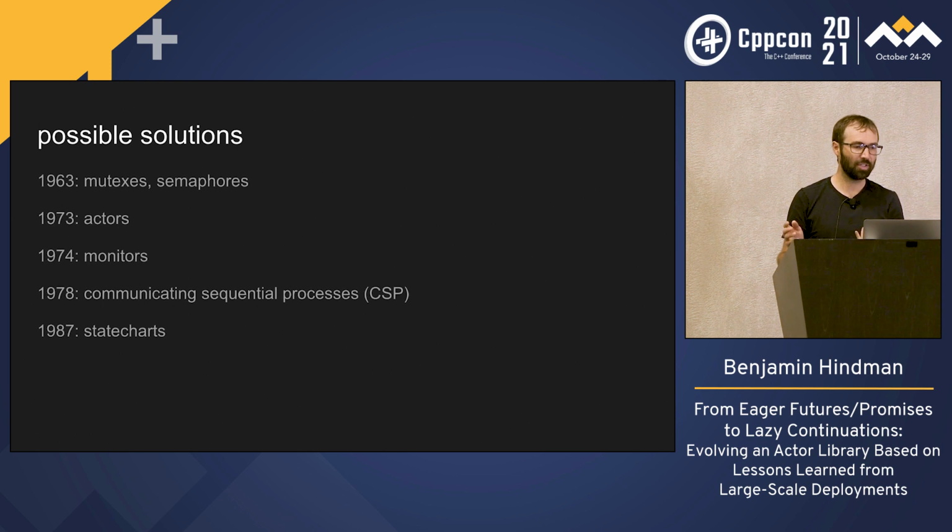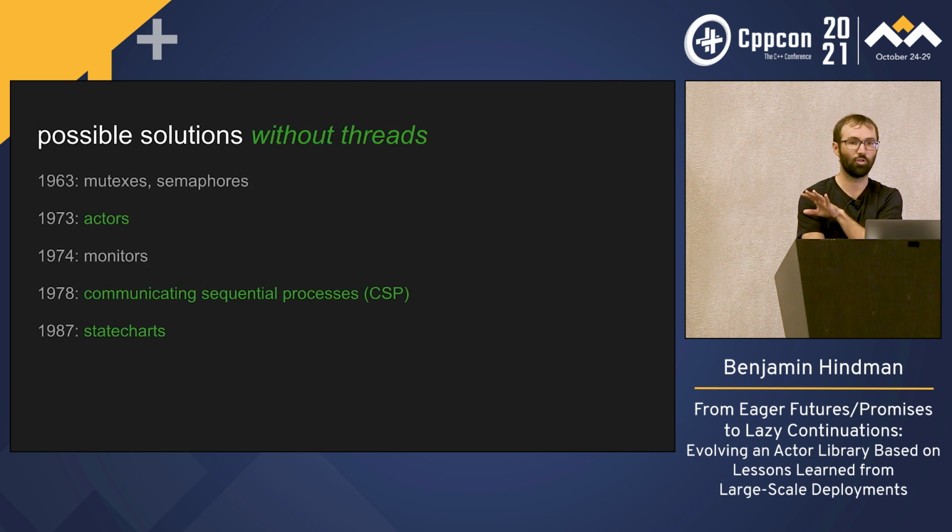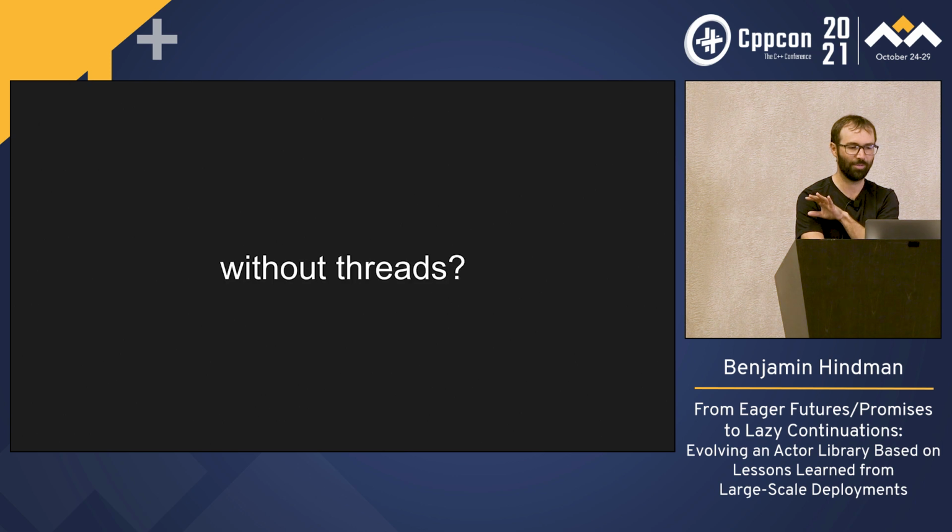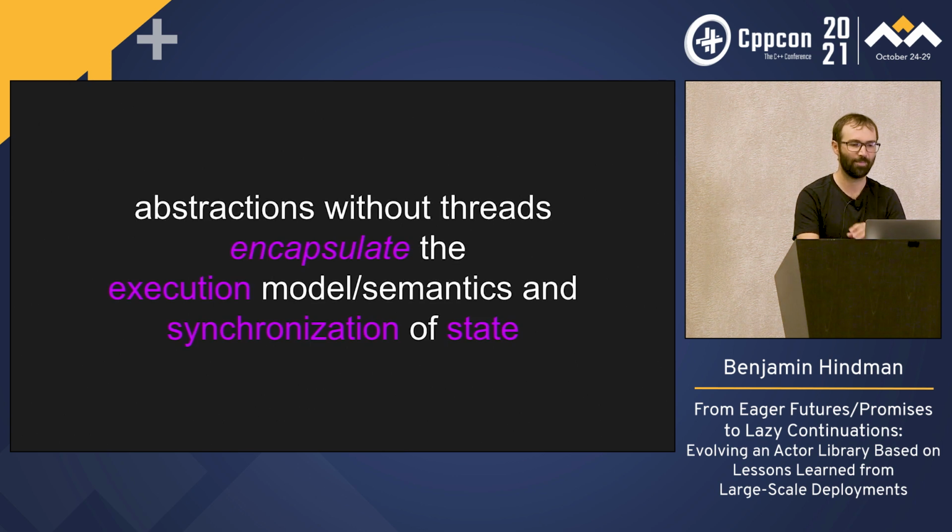When you look at these solutions, though, things like mutexes and semaphores, actors, monitors, one thing really stood out to me when we were first taking a step back and trying to figure out what we wanted to use to solve this problem. I mean, that you can really divide the solutions into two different parts, into either those solutions that assume you're using threads and those solutions that assume you're without threads. Okay? So what does that even mean? What does it mean, a solution without threads, right?